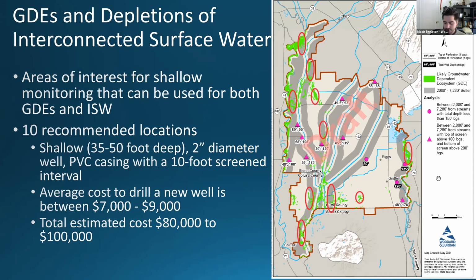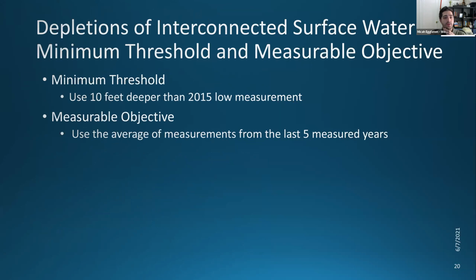That aside, let's go back to the thresholds that we'd like to recommend on these wells. We recommend using 10 feet deeper than the 2015 low measurement, which is a drought period. And our measurable objective is going to be the exact same that we used in the groundwater level monitoring network, which is the non-rolling average of the last 5 years of measured data. Again, that was my example of my birthday from March 29th, 2015 to March 29th, 2020, if March 29th, 2020 was our last measurement in our data set.